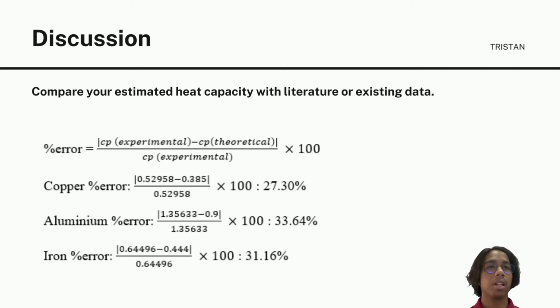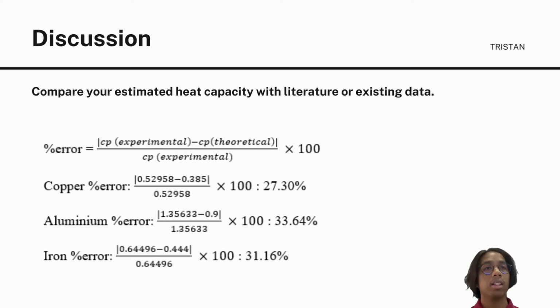Okay, for the percentage error of copper, we gain the value of 27.30%, where the CP experimental is 0.52958 minus CP theoretical 0.385 divided by CP experimental, and hence we get 27.30%. For the percentage error of aluminium, we gain the value of 33.64%, higher than the copper percentage error.